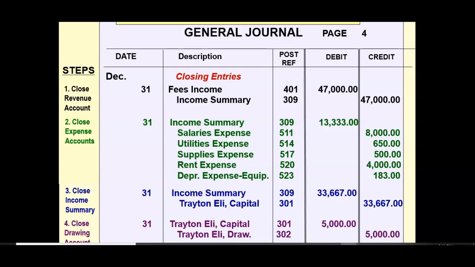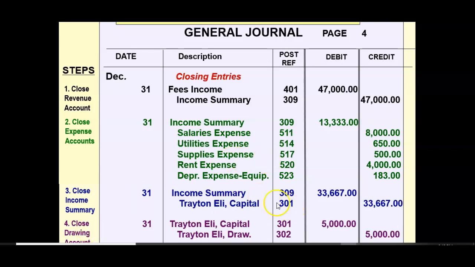In part one of chapter 6, we learn how to close out what's known as the temporary accounts. A temporary account is one that only shows information for the current accounting period and is going to be given a zero balance at the end of each accounting period. We identify the revenue accounts, the expenses, and the drawing account as all being temporary.